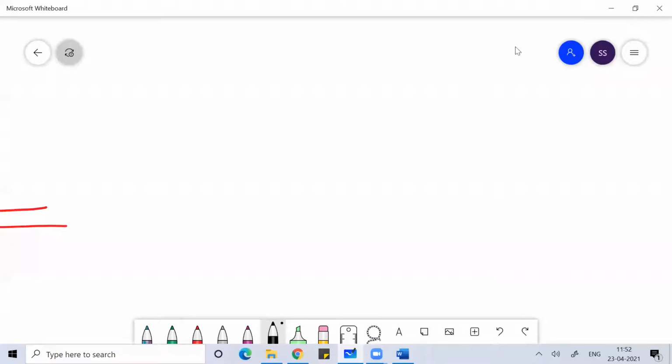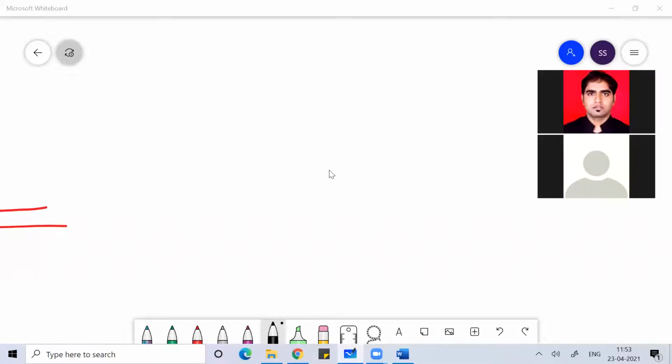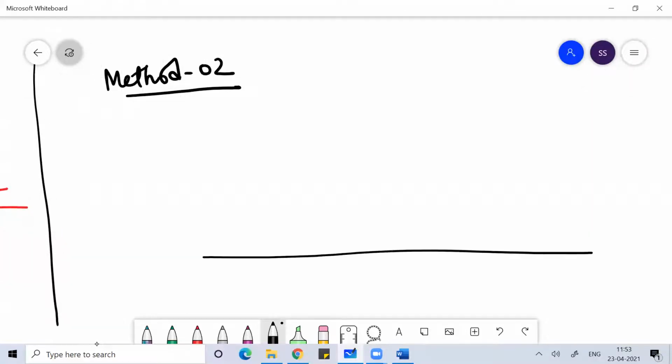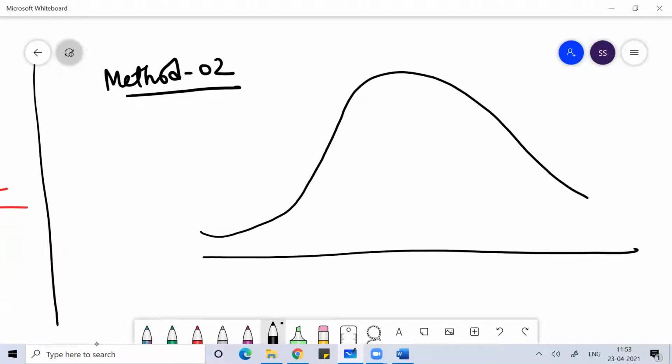Now the same problem I can do in another way also. You have to draw a diagram also. So there's another way I can solve the same problem. So method two, to get the answer for the same problem. What you can do is draw the normal distribution curve.